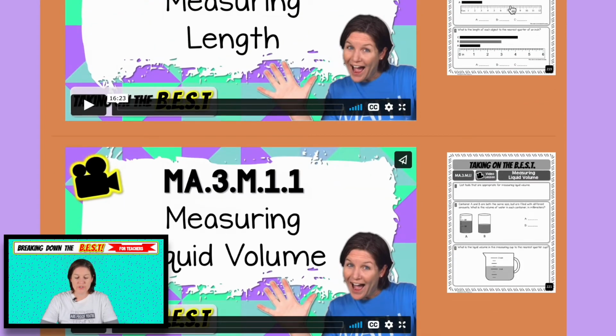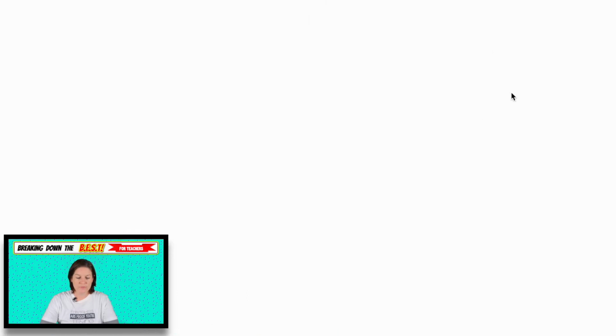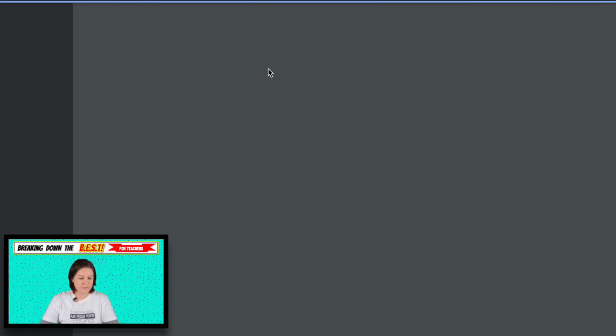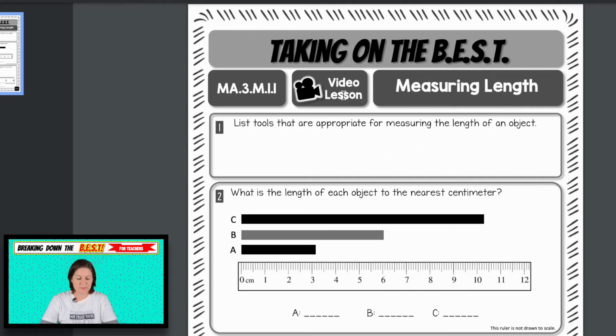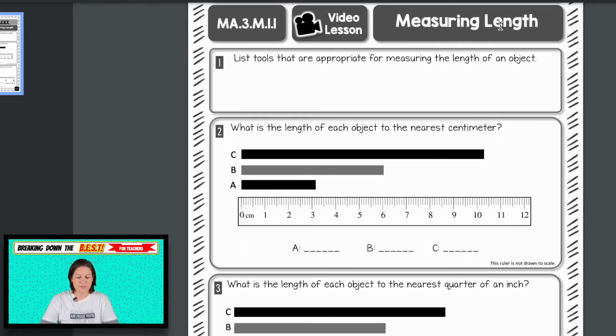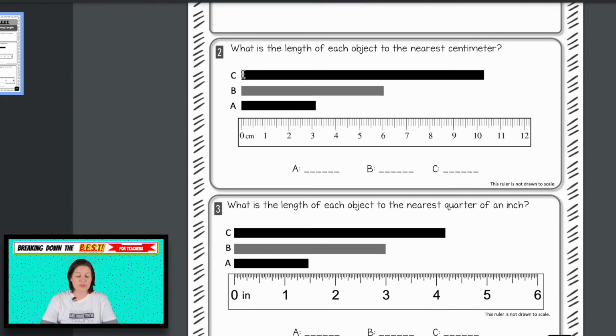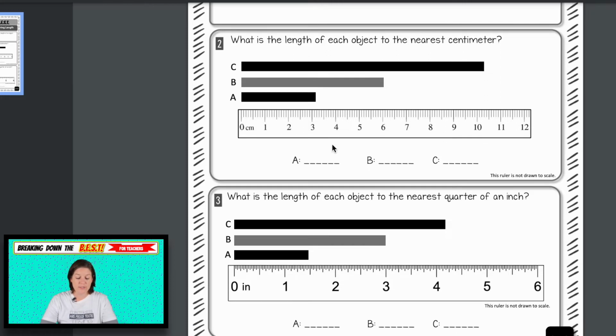And over here, these are your printable guides. So if we click on one, for example, we'll take a look at all of them in just a second, but you'll notice the video icon right there. It states what the topic is. We're talking about the tools that are appropriate for measuring length of an object. We're measuring these 3 to the nearest centimeter, which was part of the benchmark, and these 3, A, B, and C, to the nearest quarter of an inch.